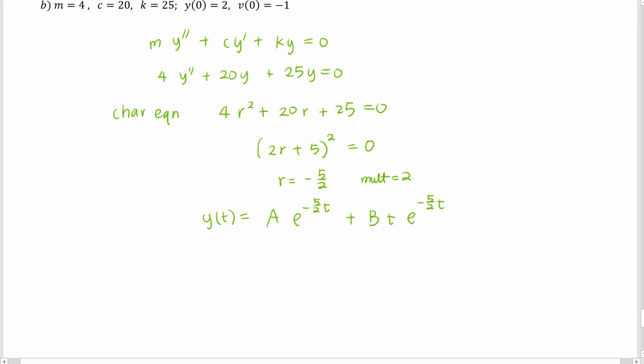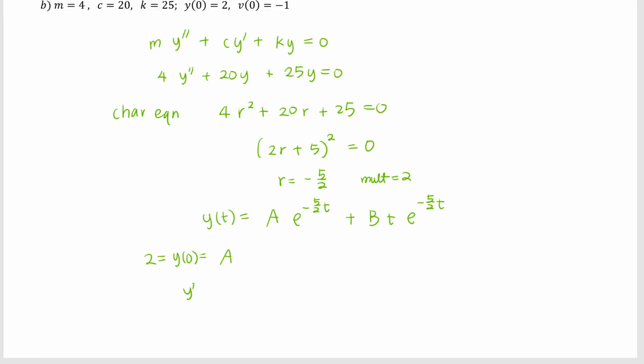So far, so good. And then we can find the constants A and B using the initial condition. So y of 0 is 2. When we plug in 0, A e to 0 is 1. B times 0 is gone. So A equals 2.